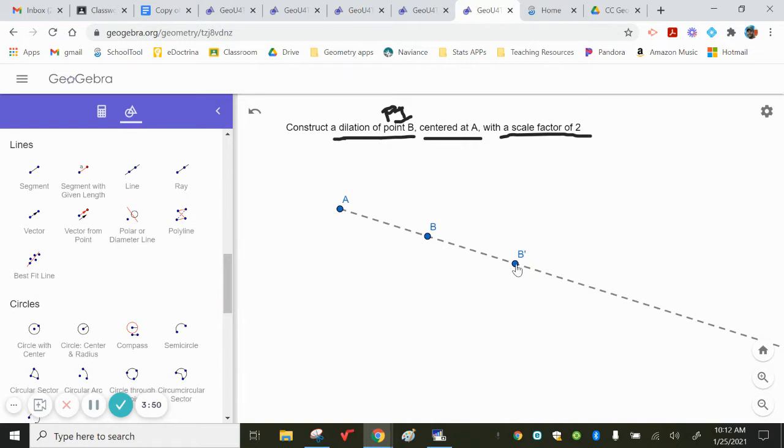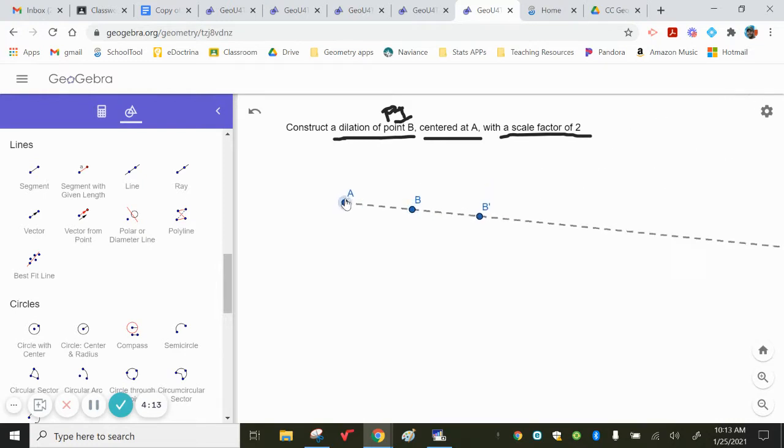And notice I cannot change the location of B prime. It can only be exactly right here because it has to fall on this linear path on that ray, and it has to be an exact distance from the point A and the point B. Now I can change where the point B is, and I can change where the point A is, but B prime is unmovable without moving the other two things, okay?